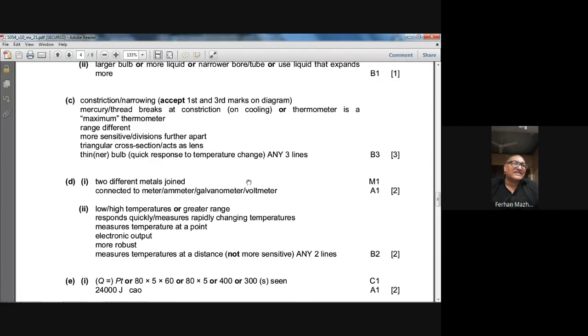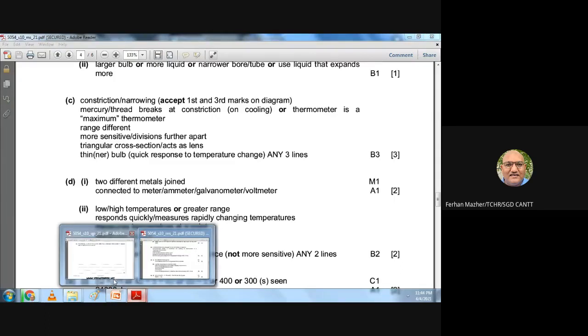Any 3 lines you can write. So here is the marking scheme. You can write a different answer from the one I wrote, but try to write the best answers possible. Okay, so let's move to the next part.